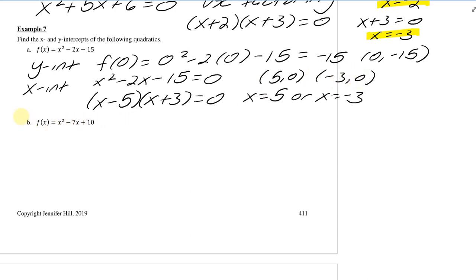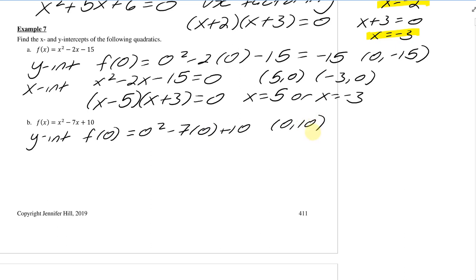All right, so let's go ahead and find the y-intercept here. Once again, I'm just going to plug in 0 for x. Maybe you want to do that on your end as well. I plug in 0 for x, and I get 0 squared minus 7 times 0 plus 10. So my y-intercept in this case is going to be 0, 10.